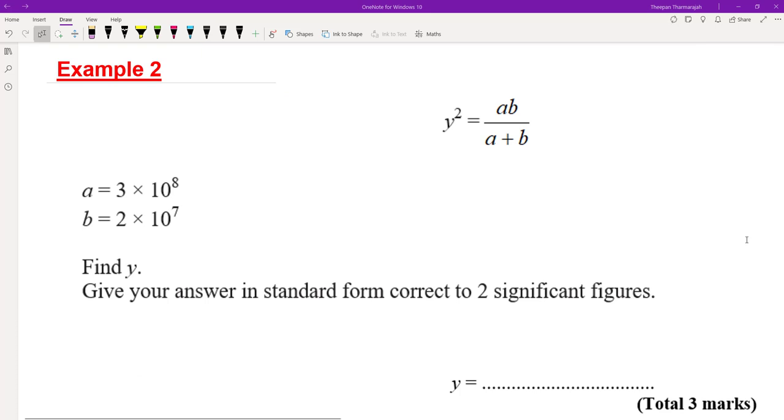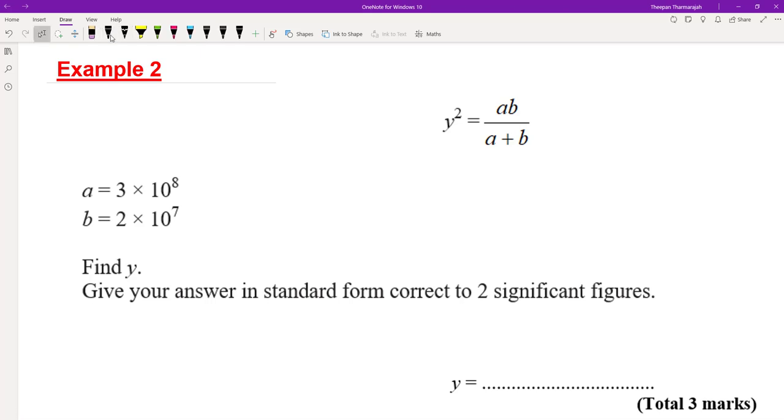Here's another example. So here's a typical question that we're going to use a calculator to solve. We've got a formula that y squared is equal to ab divided by a plus b. We've been given that a is 3 times 10 to the power of 8. B is 2 times 10 to the power of 7. We need to find y, giving our answer in standard form, correct to 2 significant figures.